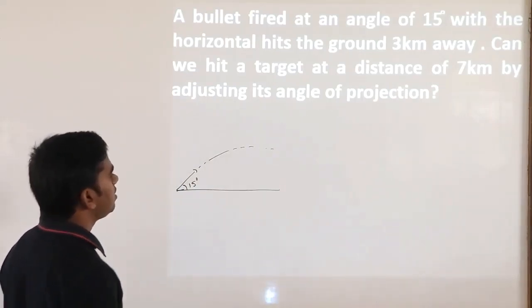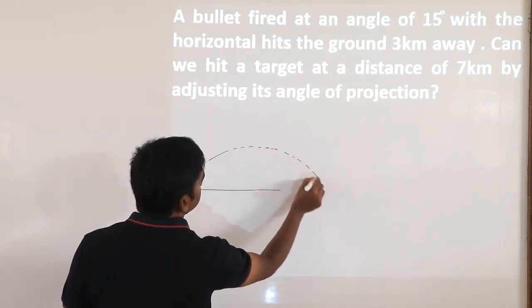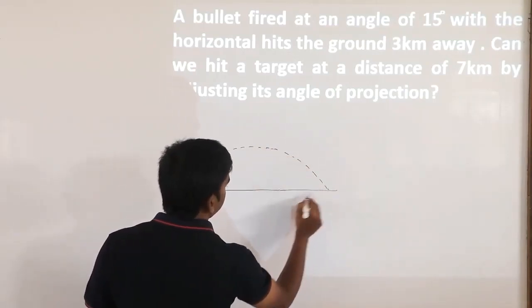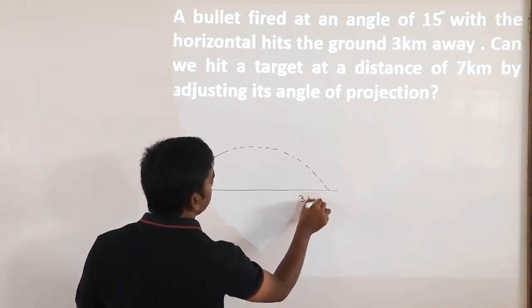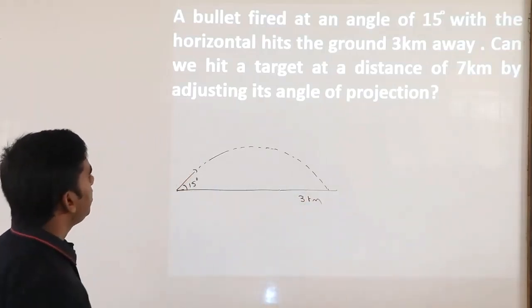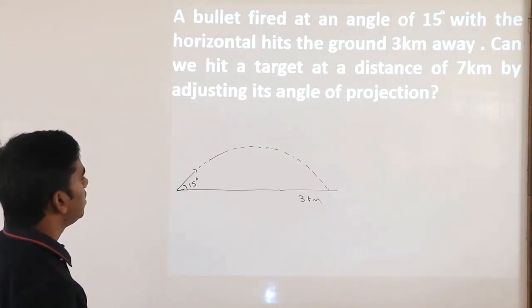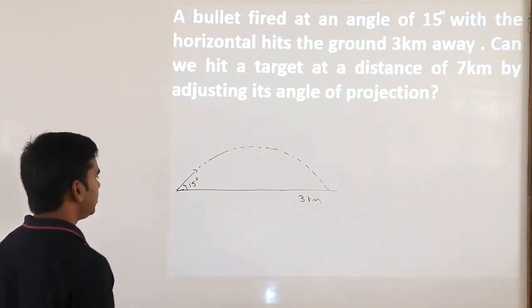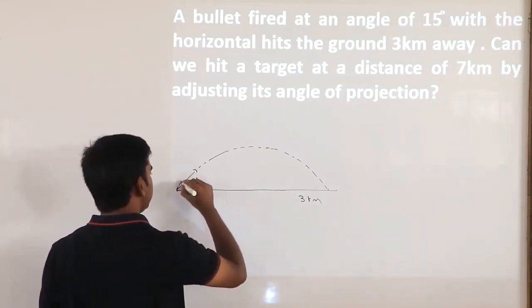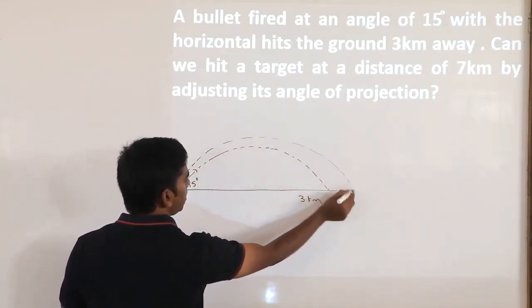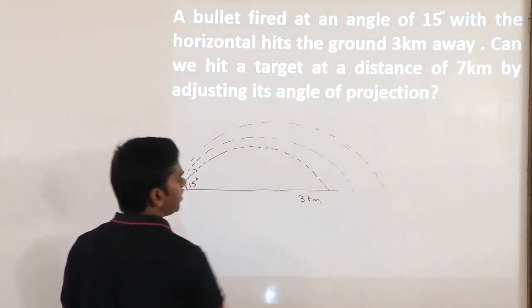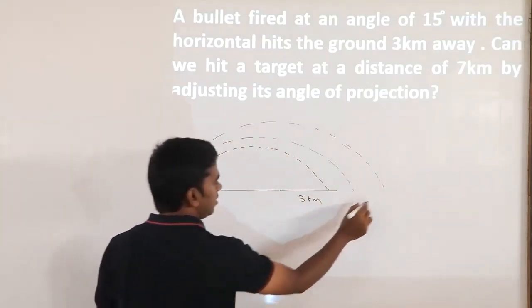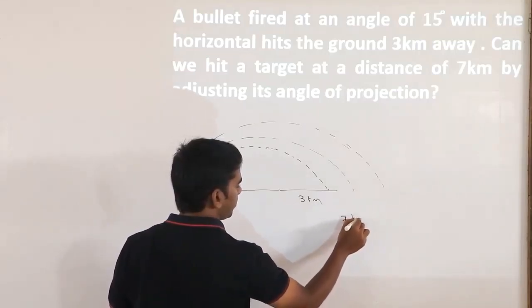Hits the ground at 3 kilometer away. Okay. So this will hit the ground at 3 kilometer away. But can we hit a target at a distance of 7 kilometer by adjusting its angle of projection? What they are asking is, if you change the angle, if you increase the angle, it may go and hit over here. Okay. They are asking, can we hit the ground at 7 kilometer?